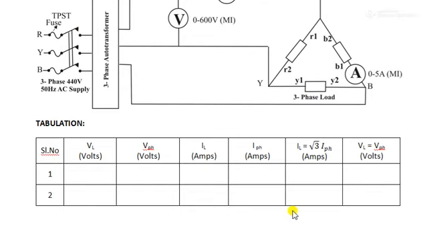Now similarly the tabulation for delta is the same, but these values will be changed: IL is equal to root 3 I phase, and VL is equal to V phase. This will be different for star and delta.